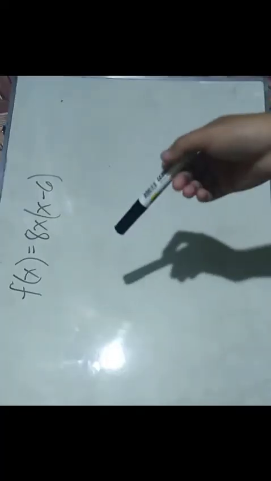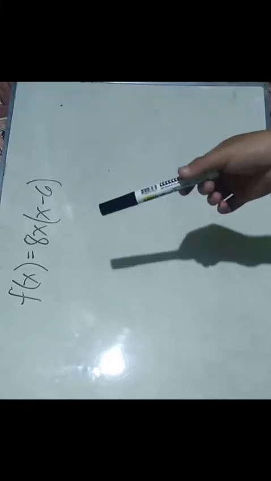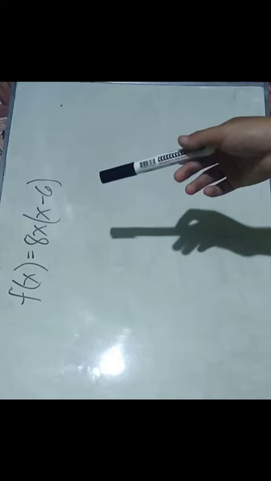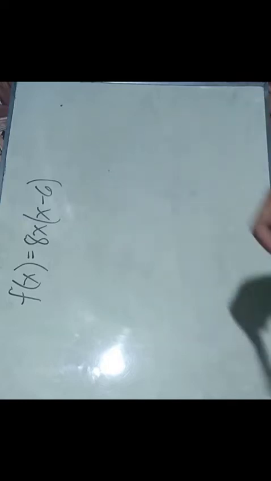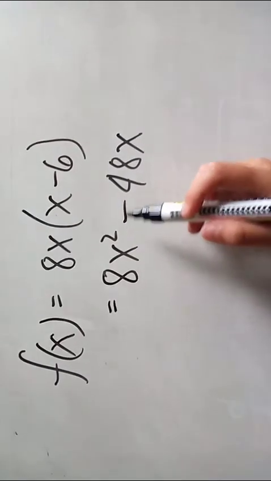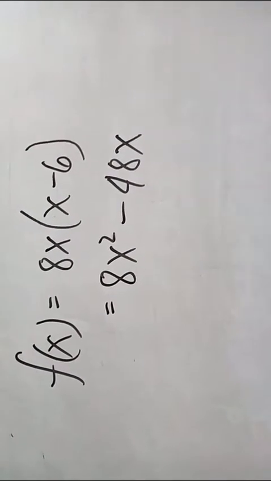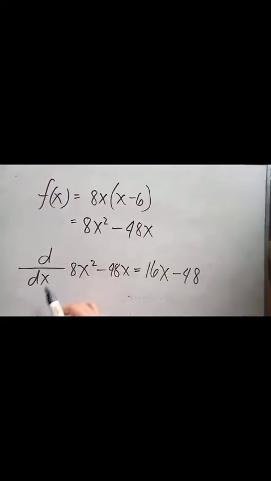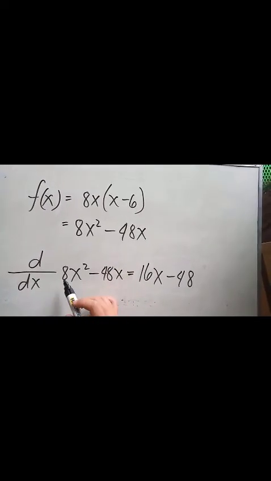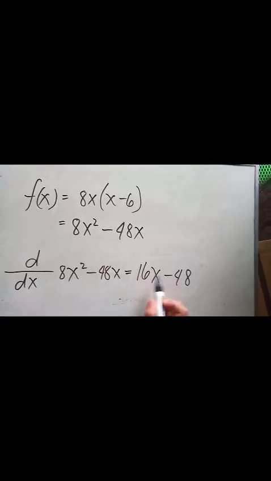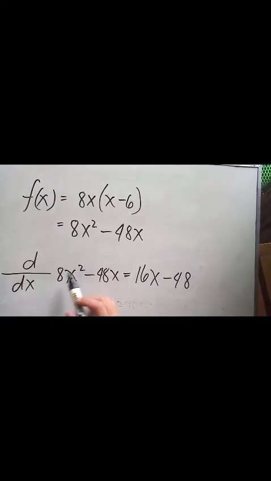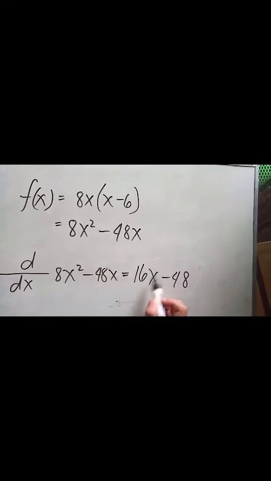In our next example, for the derivative of our function f of x is equal to 8x times x minus 6. Simplifying this, that is equal to 8x squared minus 48x. And if we will get its derivative using the theorem, we will multiply the exponent to the coefficient of x. So 2 times 8, that is 16. And we will subtract 1 from the exponent. So that will become x raised to 1 or simply x.